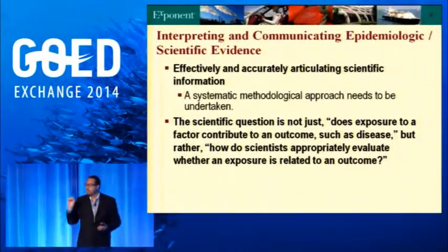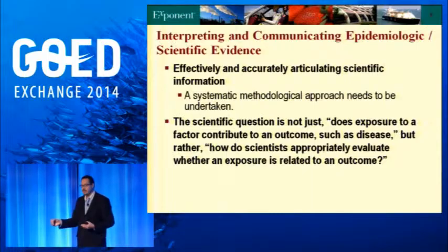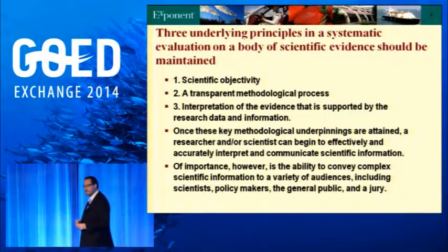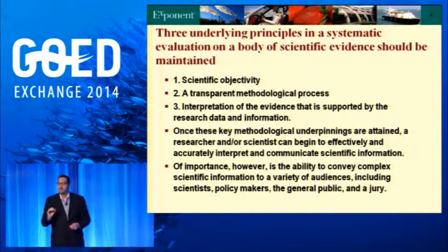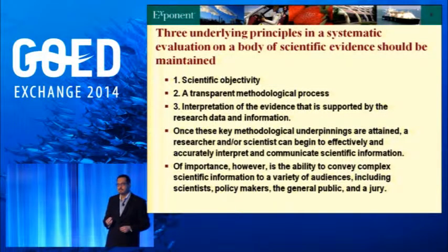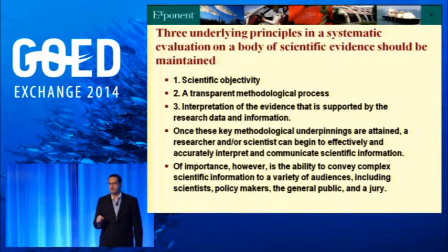So it's not just does exposure to a factor contribute to an outcome. Rather, really, how do we appropriately evaluate an association between an exposure and an outcome? Once we can get that established, then we can start talking about the results. So really, we have to strive for an objective, transparent methodological process. That's the key. We have to make sure that the interpretation of the evidence is supported by the research data and information. Let the science speak for itself.